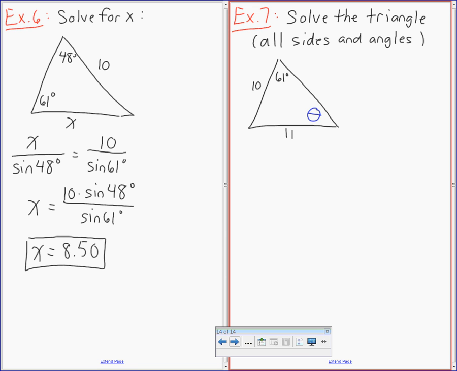I'm going to start with my unknown angle, which is sine theta. What side is connected to sine theta, please? Ten. Excellent. Emily, what's my other angle, please? Good, sine 61. What side is related to that, please? 11. Great.